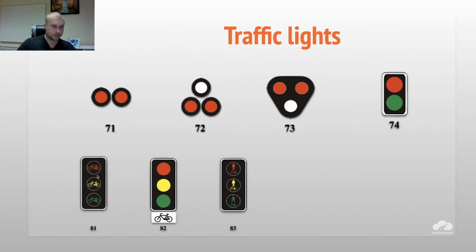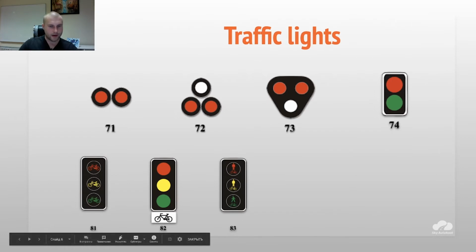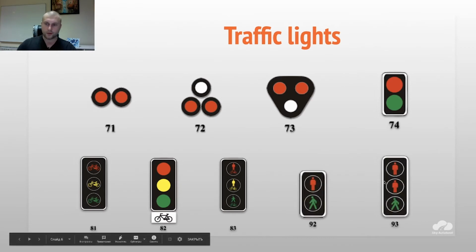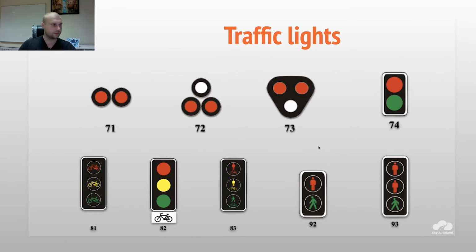Different traffic lights for bicycles only. Here you can see a casual traffic light, but the additional panel shows us that this traffic light is only for bicycles. For pedestrians and bicycles combined. And only for pedestrians. One or two, there is no actual difference. So just two different types of traffic lights.